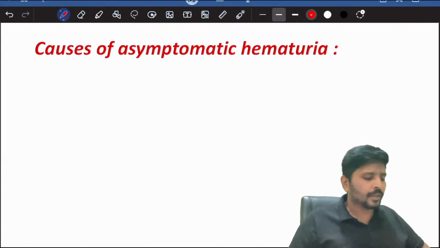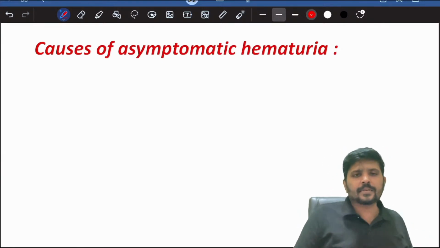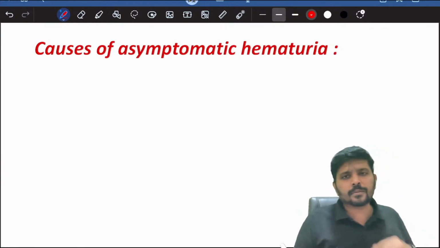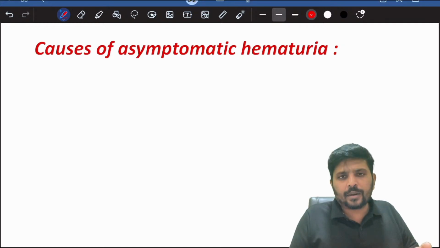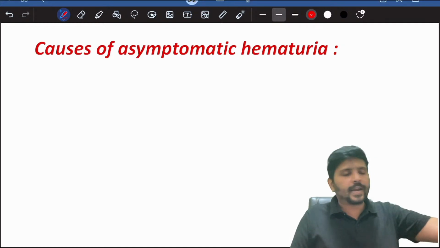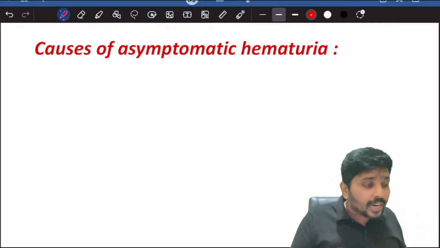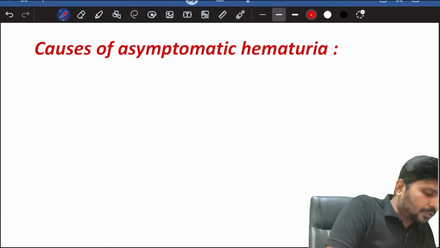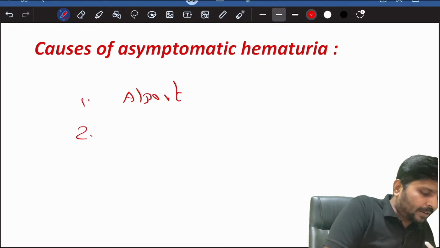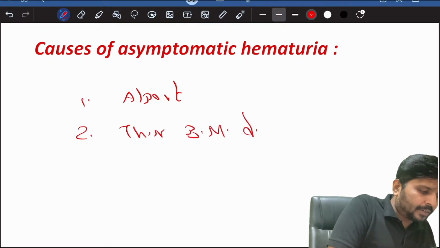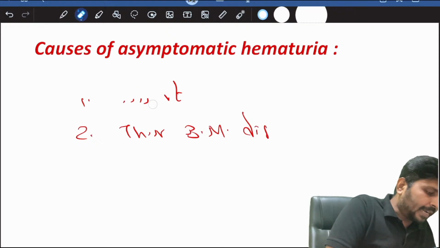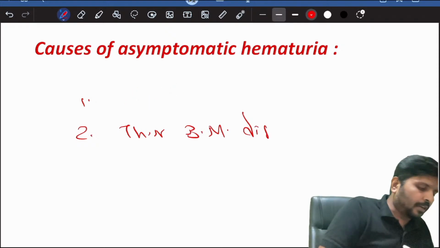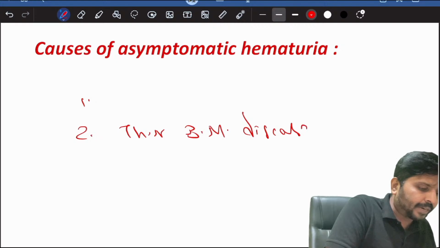Then what are all the causes for asymptomatic hematuria? So what does it mean? Asymptomatic hematuria means the child is fine, but routine examination revealed hematuria. What are all those things? So one is Alport. Second one is thin basement membrane disease.